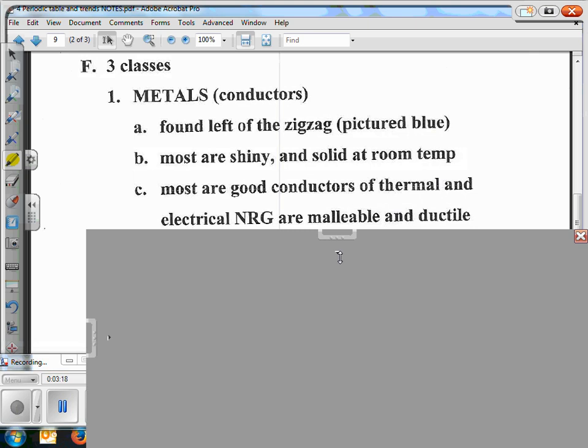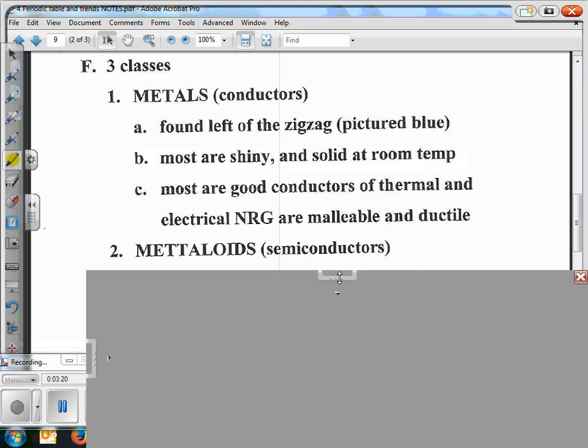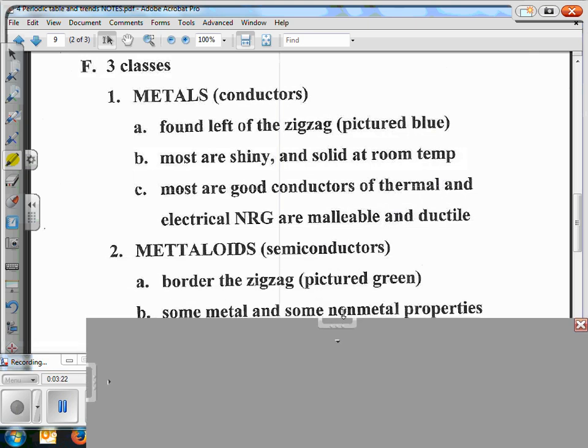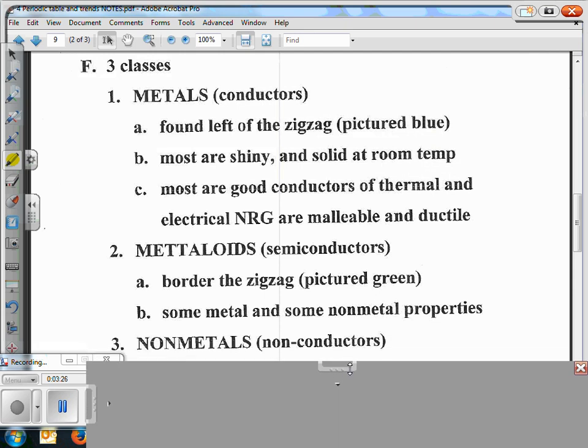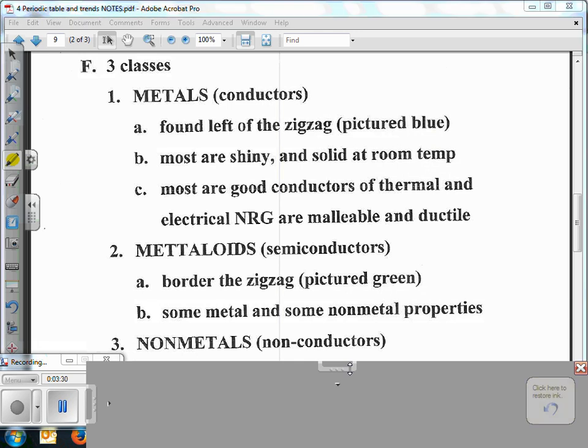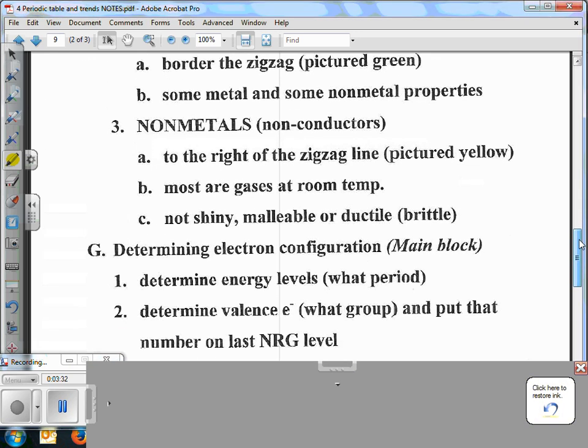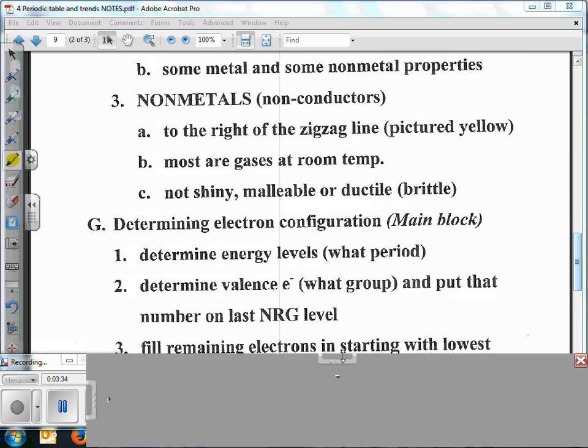So metalloids then, is another thing we already talked about. These are called semiconductors. Sometimes they border the zigzag lines. This is all stuff we've already talked about, right? And then finally we get to the nonmetals. I believe this is where we kind of left off talking.